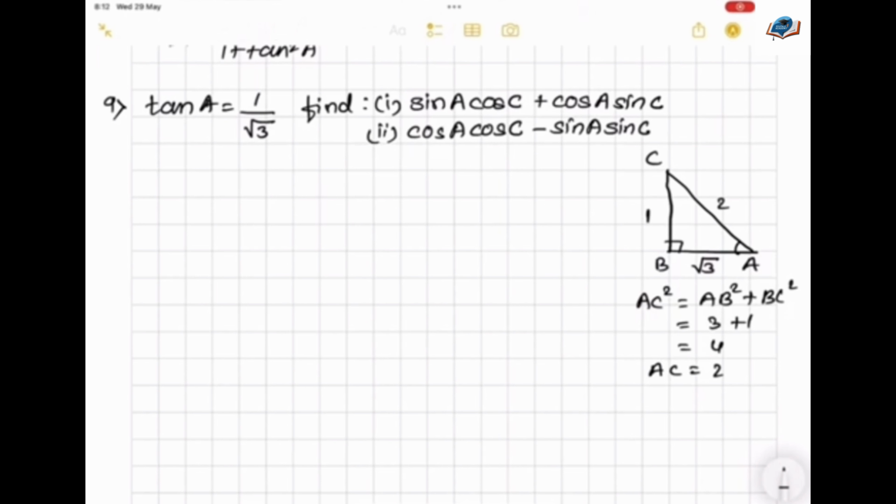Now ninth sum is tan A equal to 1 upon root 3. Find sin A cos C plus cos A sin C. Second one is cos A cos C minus sin A sin C. So again I have done the hypotenuse. First I have found that AC is 2.